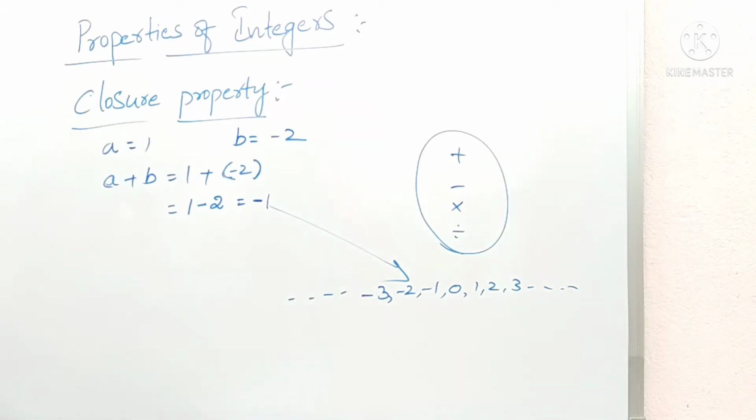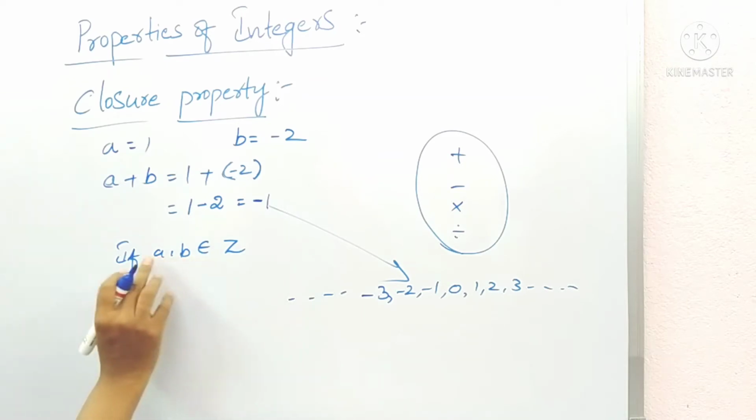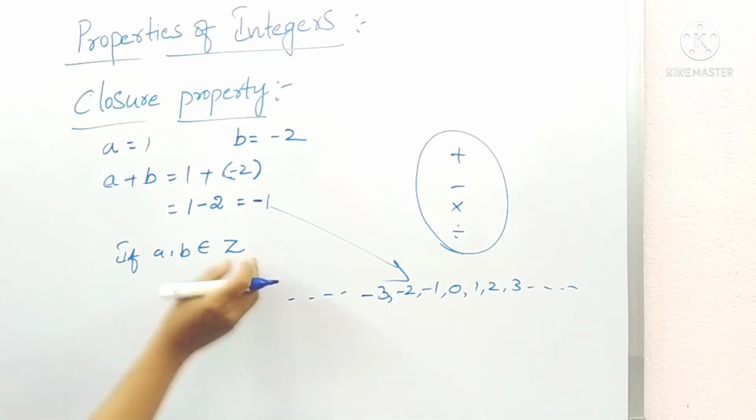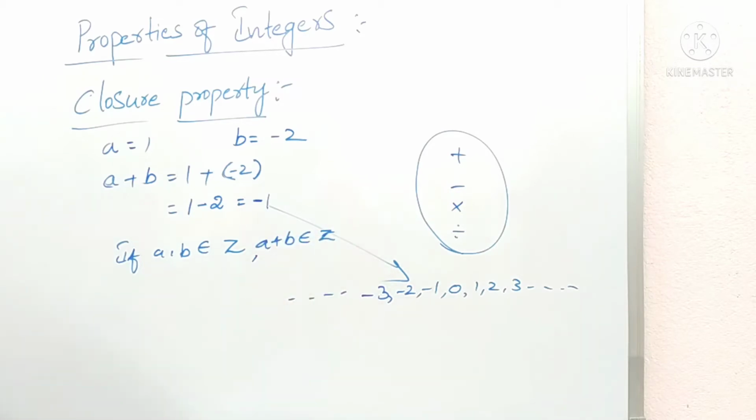So I can say integers are closed under addition. That means if A comma B belongs to Z, belongs to means A comma B are integers, that means A comma B are contained in integers, then A plus B also belongs to integers. Then we can say integers are closed under addition. Next we will see subtraction.